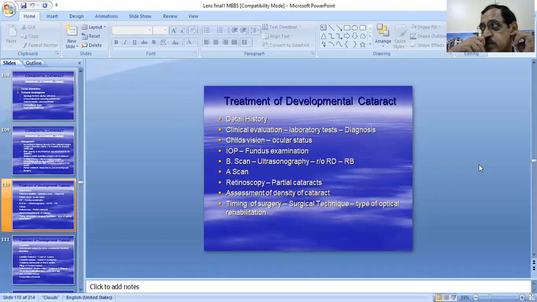In the differential diagnosis of congenital cataract, one will have to keep in mind retinopathy of prematurity, retinoblastoma, persistent hyperplastic primary vitreous, and toxocara endophthalmitis, which have to be differentiated from congenital cataract, any opacity in the white pupil, leukocoria. So these are the various differential diagnostic conditions which will have to be ruled out from congenital cataract.